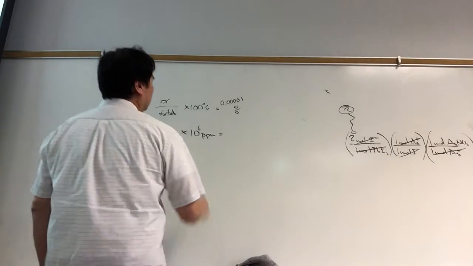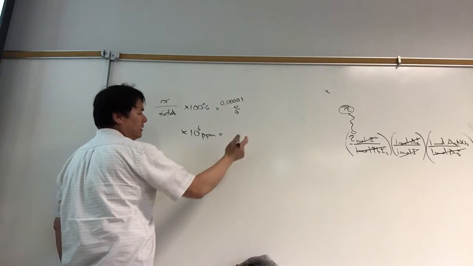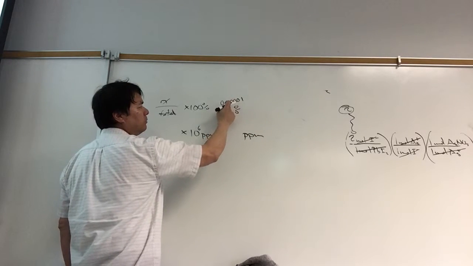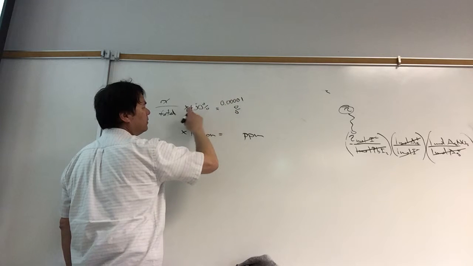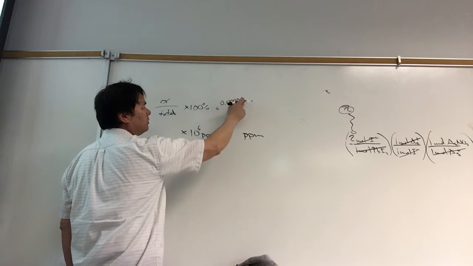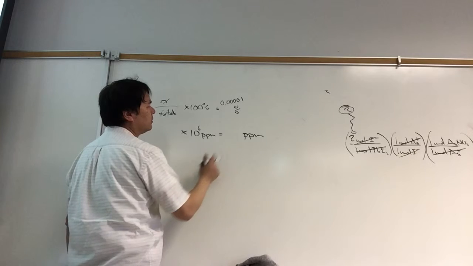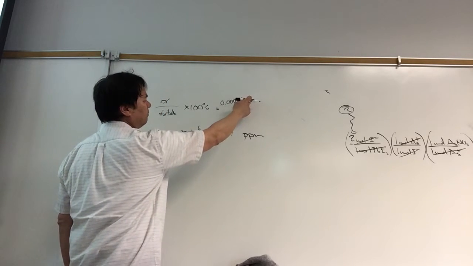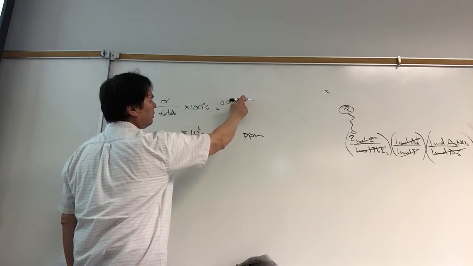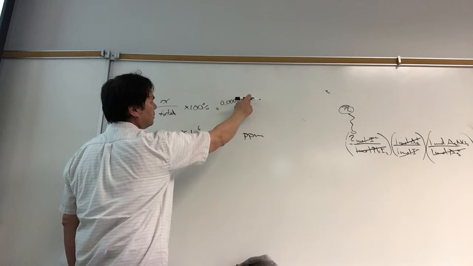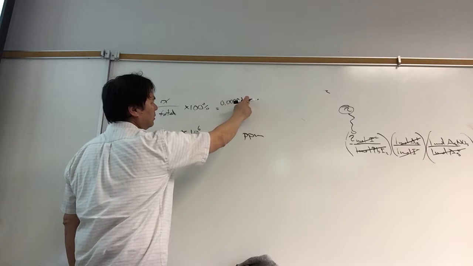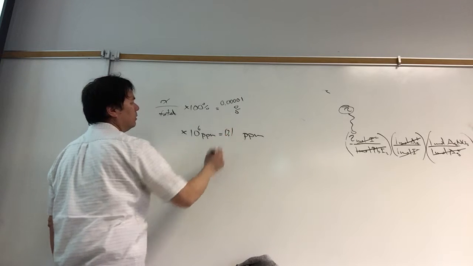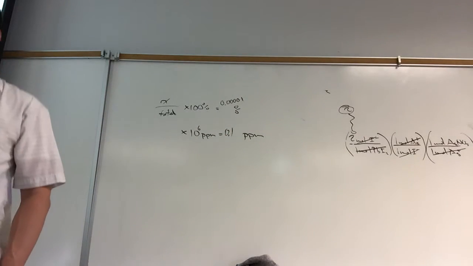Let's see. Okay, 10 to the 6 ppm, we'll see. Then this is going to be one, just move the decimal over. Well, this is squared, so we'll just move it over, this would be 1 ppm, would that be? Why do you have to multiply it by a million? 0.1 ppm. Why do you have to multiply it by a million?